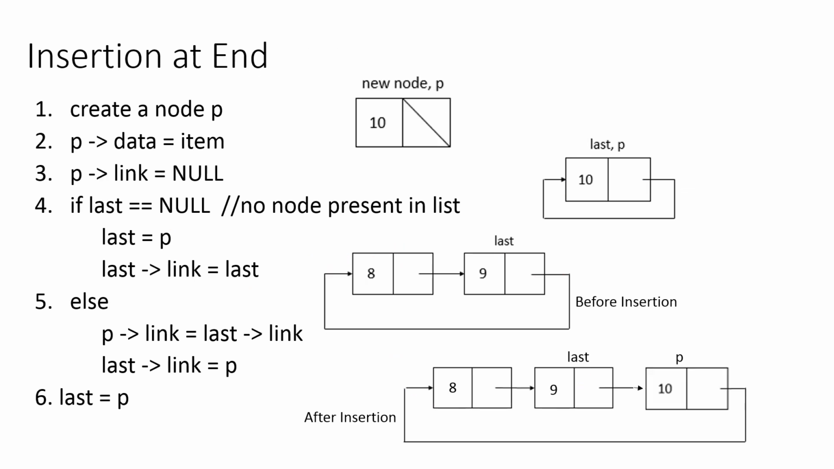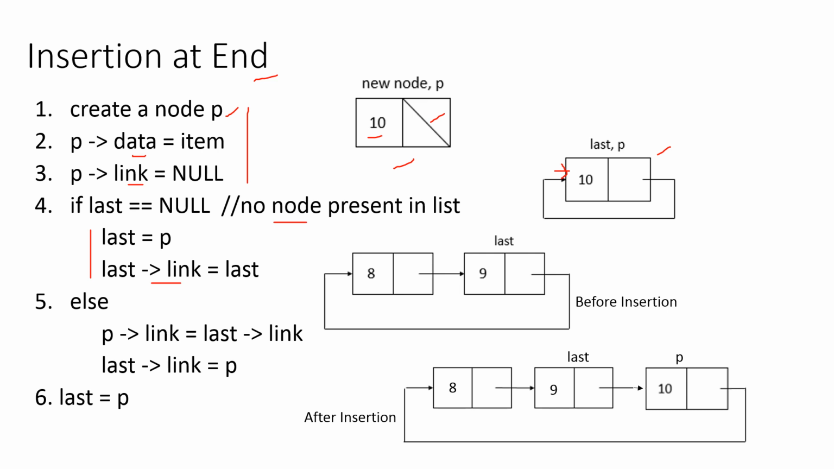Now insertion at the end of a circular linked list. Okay. You have created a node P, and you got the data of P and link of P. Okay, that is data as 10 and link as null. So you have created a node, and then if that is the only node, no linked list is there. So that is, if last is equal to null, there is no node present in the list. So the only node P, that is the last node, and last link is also last. Okay, that's a single node.